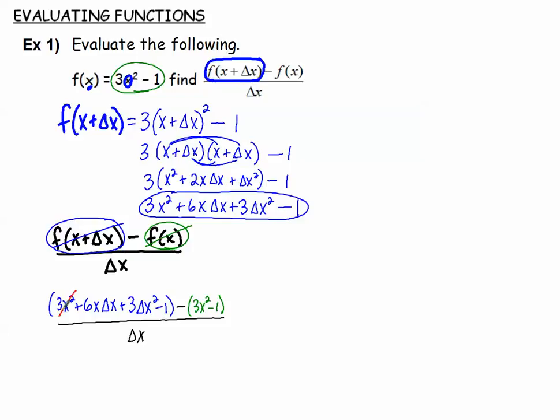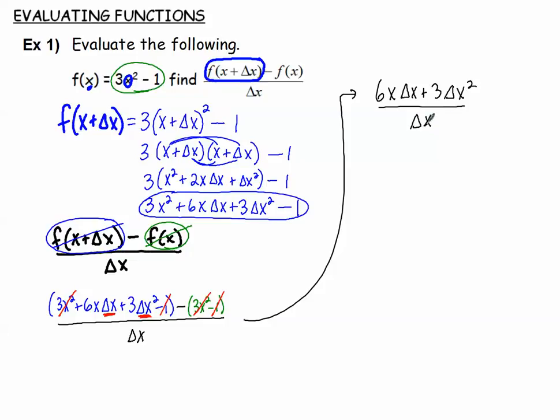So I have things in common. A 3x squared minus a 3x squared. Those make 0. A negative 1 minus a negative 1. Notice the only things that are left over have delta x in them. That's how the difference quotient should be working. If you don't have that, you should know you're doing something incorrectly. From what we have left over, let's write it down. 6x delta x plus 3 delta x squared, all over delta x.